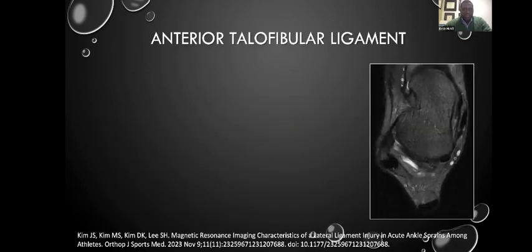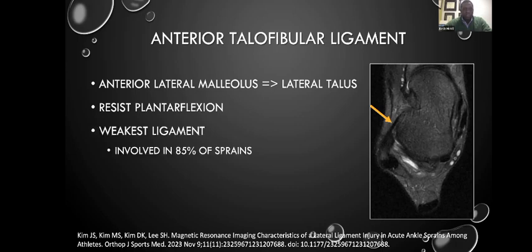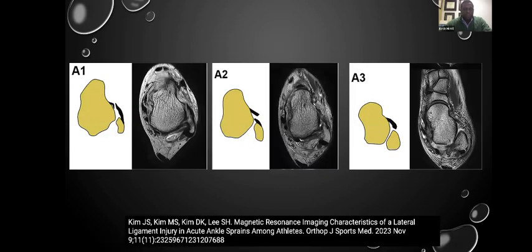So this ligament runs from the anterior aspect of the lateral malleolus to the lateral talus. Here it is right here on the MRI. The primary goal is to resist plantar flexion, and so as you see in ultrasound, when you need to stress this ligament in order to help visualize it, one thing you can do is plantar flex the ankle. Also, it happens to be the weakest ligament, and it's involved in 85% of sprains. So whenever someone says they twisted their ankle or had an inversion injury, this is the one that they expect to be torn.